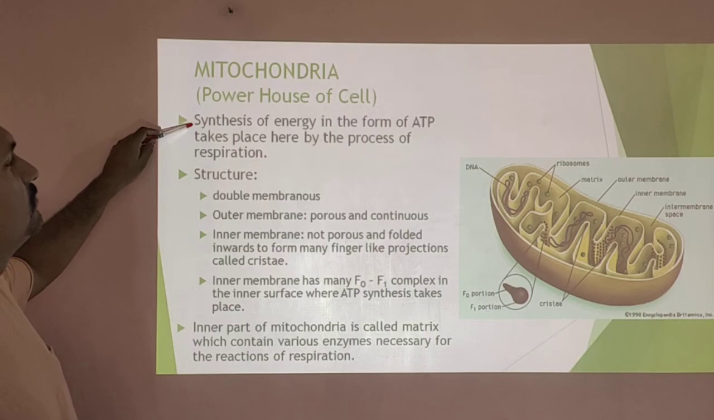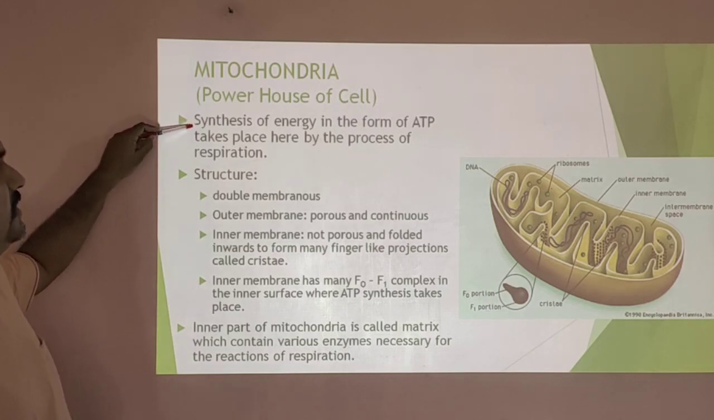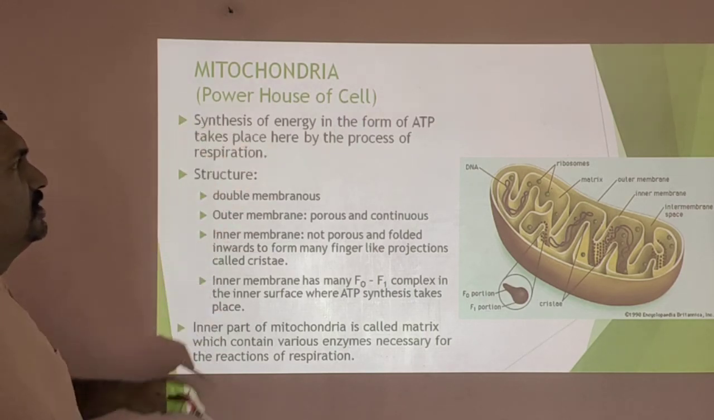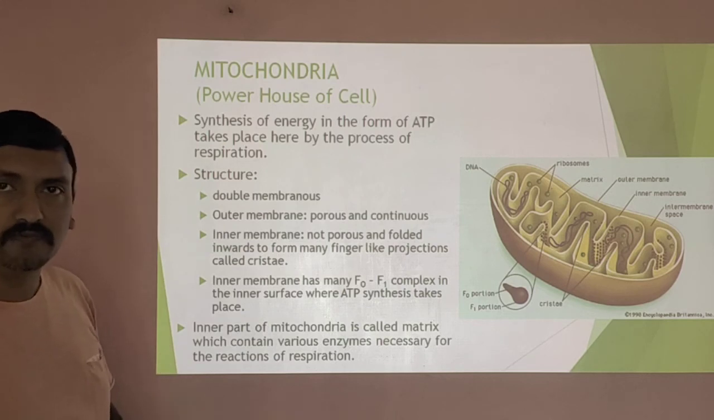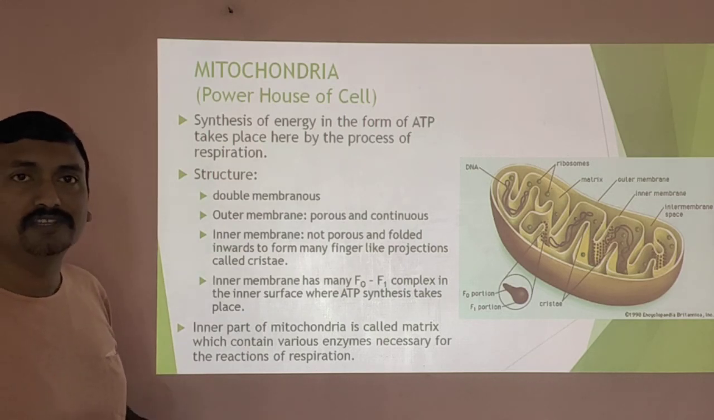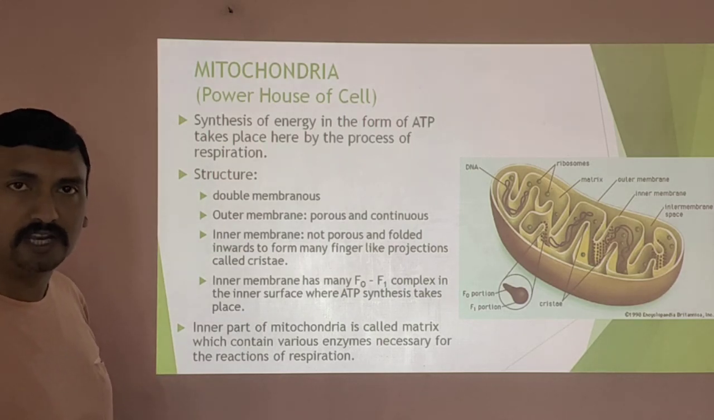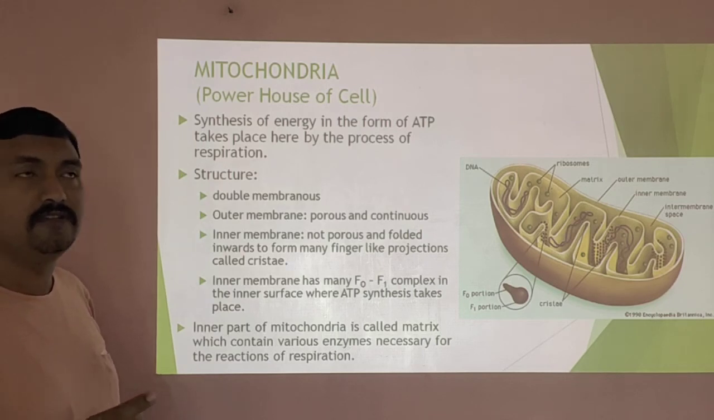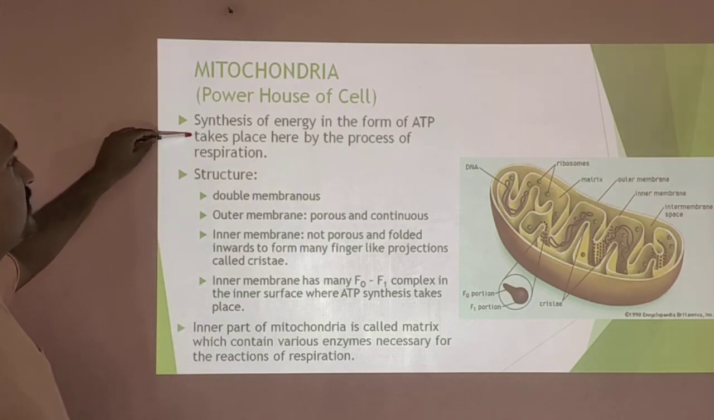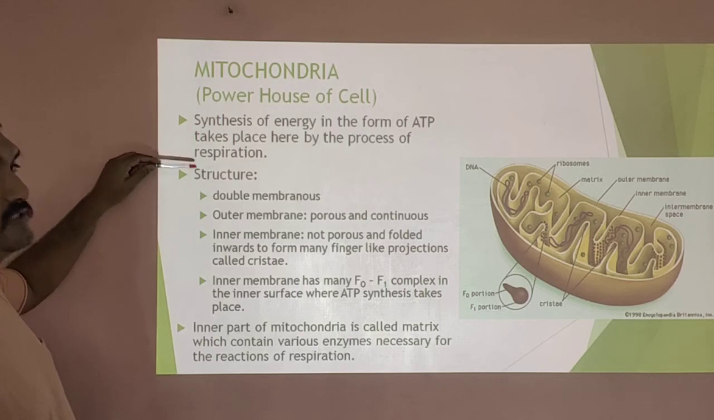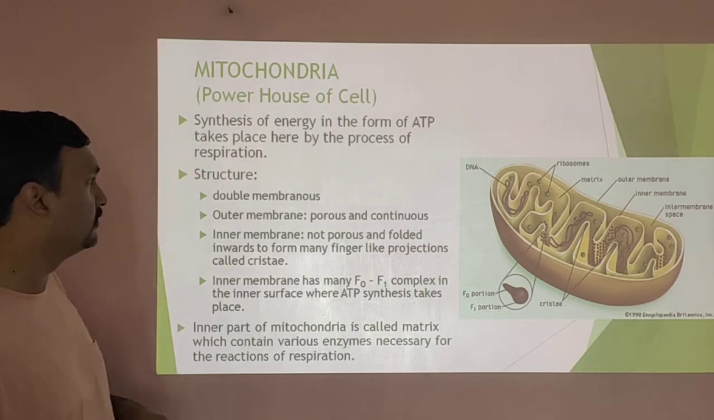So the first point is the synthesis of energy in the form of ATP. The full form of ATP is adenosine triphosphate. Remember, ATP means adenosine triphosphate. It takes place inside the mitochondria by the process called respiration.